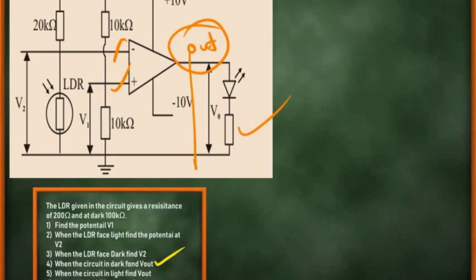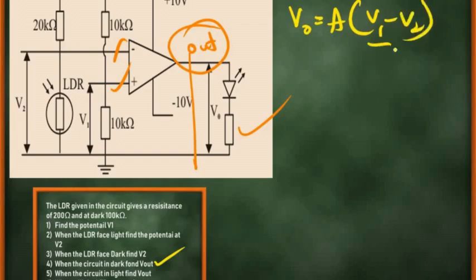So the open loop equation is this: V out equals open loop gain into V1 minus V2. You know V1 is a positive value, V2 is a negative value. Inverting input, non-inverting input. So V1 is the non-inverting input, V2 is the inverting input. Right. When the LDR phase dark, find V out. When the LDR circuit phase dark, find V out.